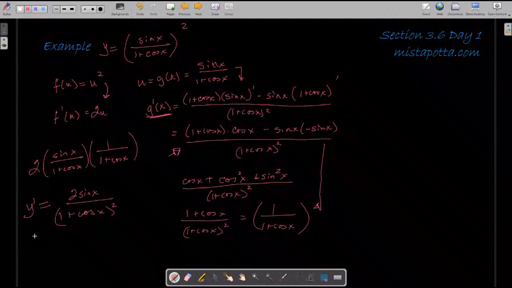I want to go through a couple more examples because this chain rule is probably one of the most tedious parts of calculus. It's one of the things that most students have difficulty grasping. And so practice is the only way that you're going to get better at this. So I want to do 2 more examples.